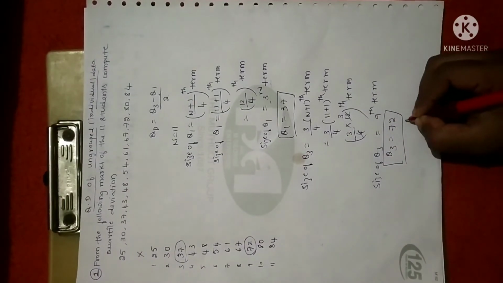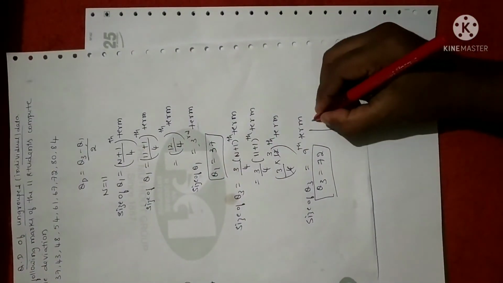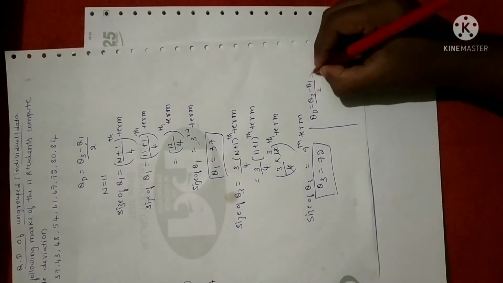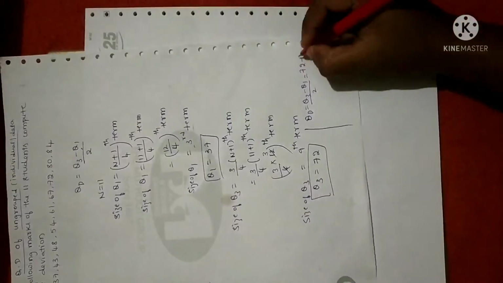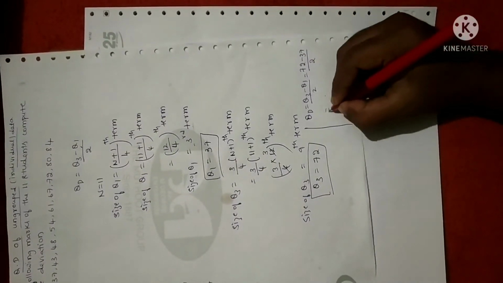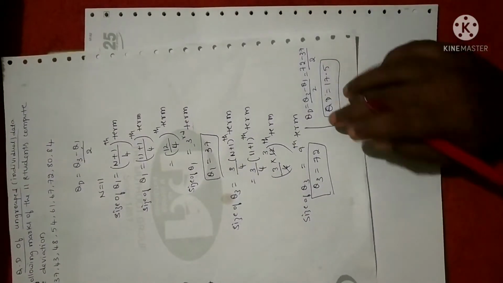Once you obtain Q1 and Q3, you can calculate QD by using the formula. So QD is equal to Q3 minus Q1 divided by 2. So Q3 is 72 minus Q1 is 37, divided by 2. When you divide, you will get quartile deviation as 17.5. See, it is very simple.